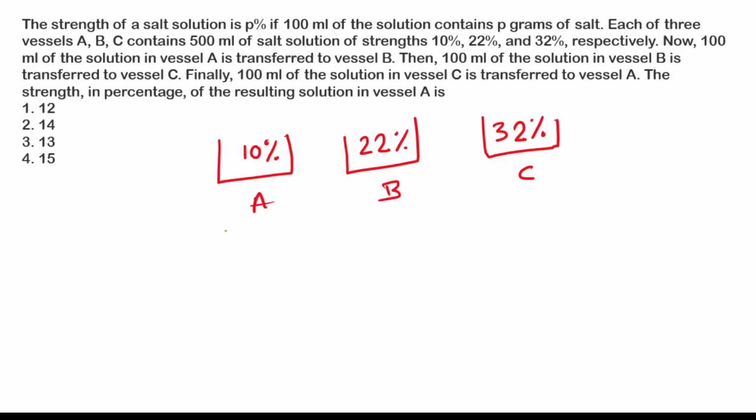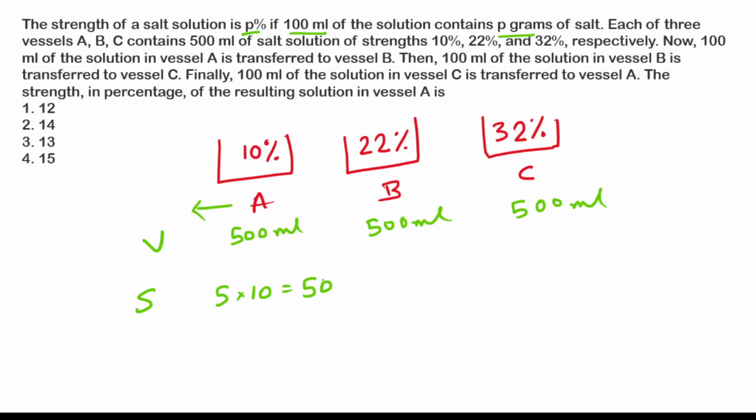What is the amount of solution that is kept? 500 milliliter for each of them. So we will say that this is the volume, and what is the amount of salt? As per given, P percent strength means in 100 ml of solution, P grams of salt. So in A, for each 100 milliliter, there are 10 grams of salt. So for 500 ml, it is going to be 5 into 10, that is 50 gram.